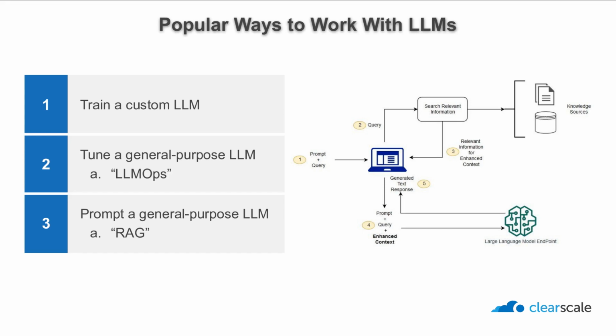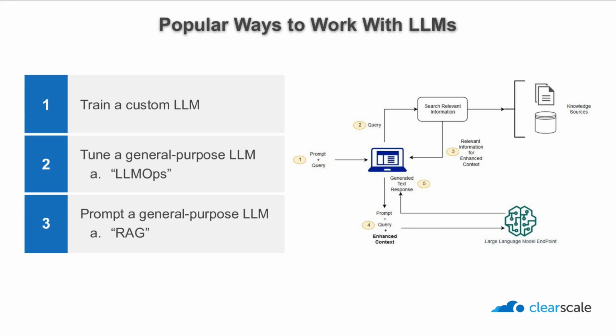The third approach is to prompt a general purpose LLM. This is when you feed the model a specific prompt or set of instructions to generate desired outputs. This method is less resource intensive and can be a quick way to leverage LLMs for your needs. This is a very, very common way that we're seeing customers work with LLMs.